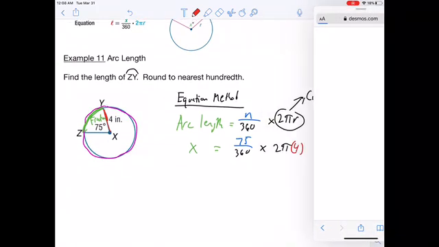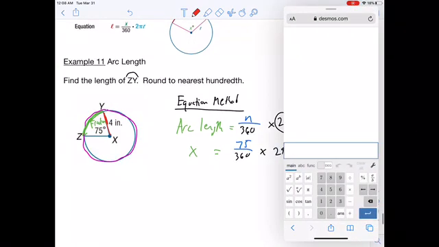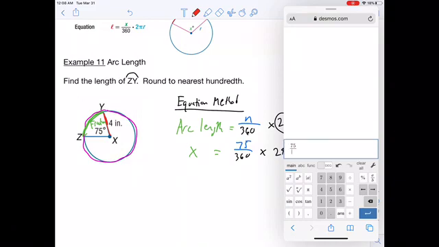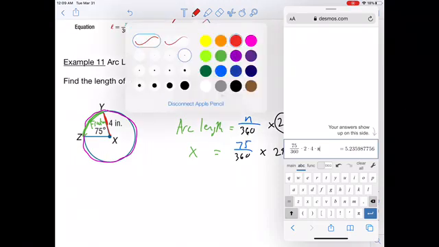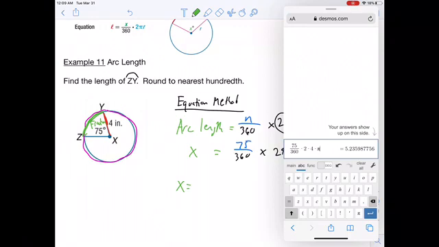So what we're going to do is 75 divided by 360, times 2 times 4 times pi, and that gives us an arc length of 5.24 inches. So the arc length of ZY is equal to 5.24.